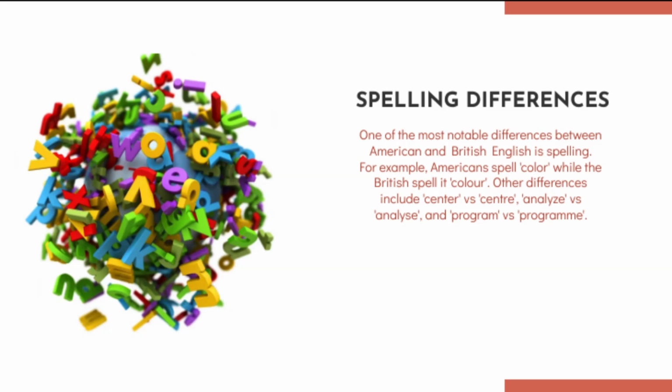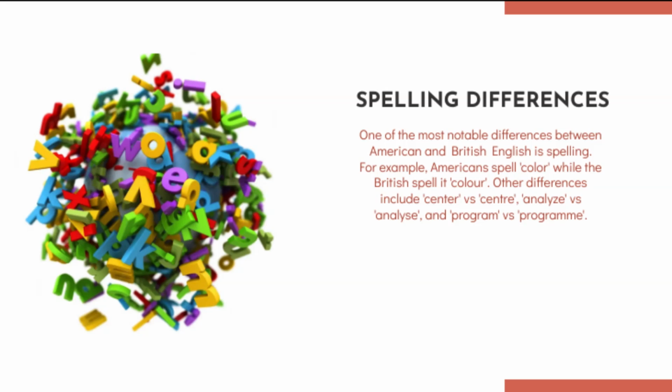Color versus colour. The words color and colour both refer to the same concept, the visual sensation produced by the different wavelengths of light that the human eye perceives. However, the spelling of these words differs between American English and British English. In American English, the word is spelled as color, while in British English, it is spelled as colour. This variance in spelling is due to historical factors and language reforms that took place independently in each region.